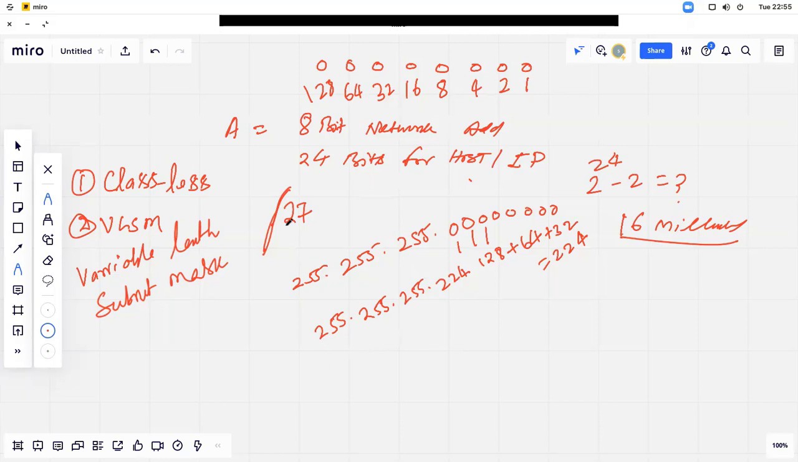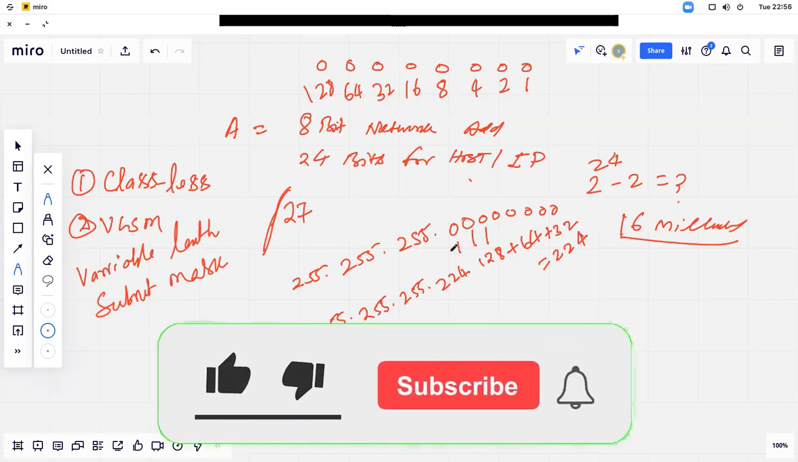So first we have created the 27-bit address. Now what is the next part we need to do? We need to calculate the block size. Block size means the size of the network that it will create after borrowing the 3 bits, because earlier it was 24 bits and we have modified these host bits into network bits. So now we have to calculate the number of subnets, or the number of networks, and then their sizes.